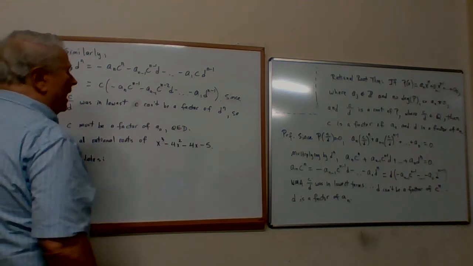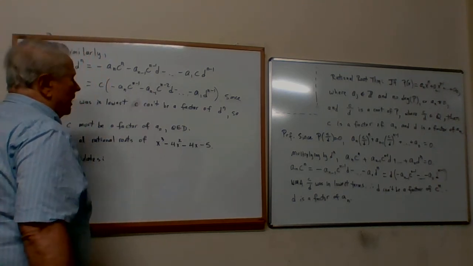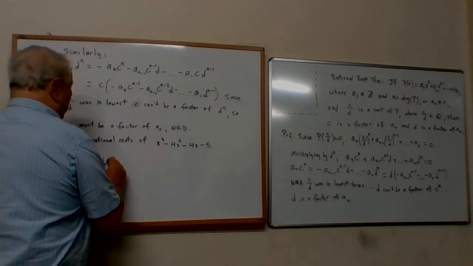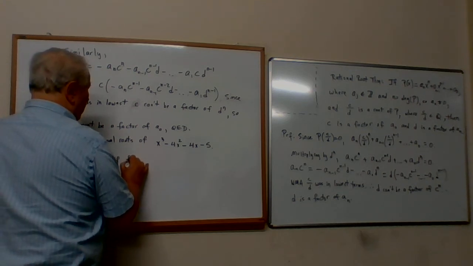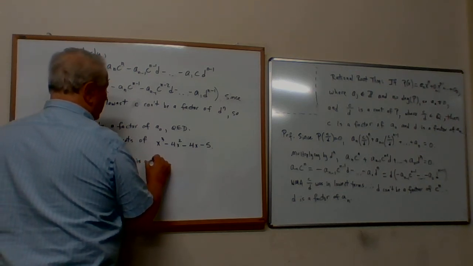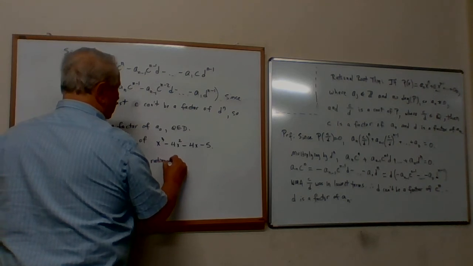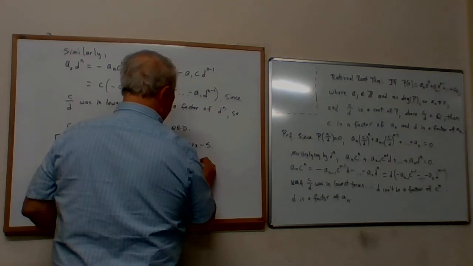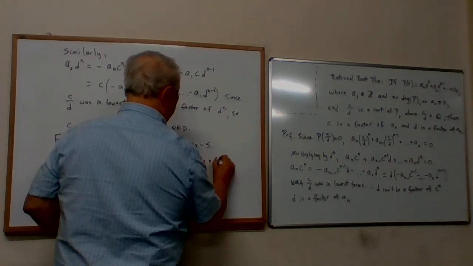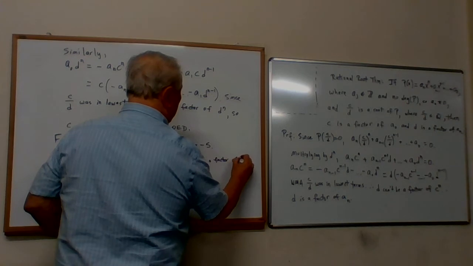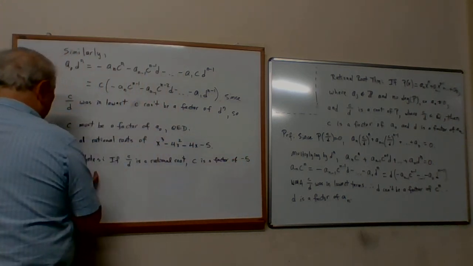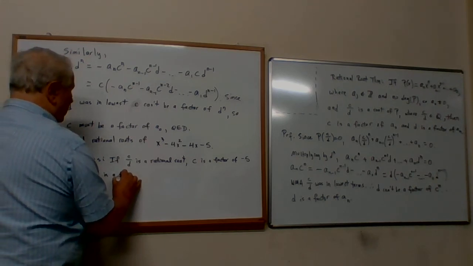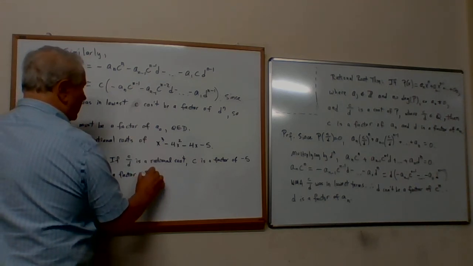Well, how many candidates are there? I know that if there is a rational root, if c over d is a rational root, then c is a factor of -5, and d is a factor of 1.